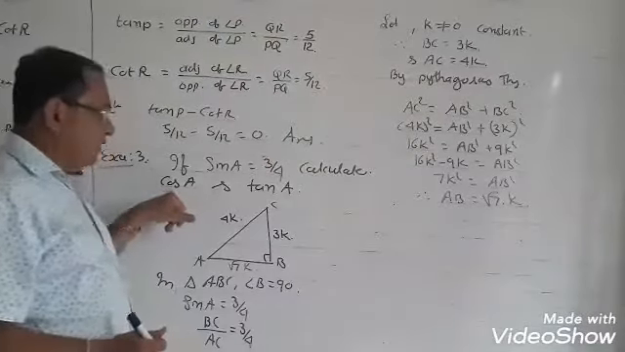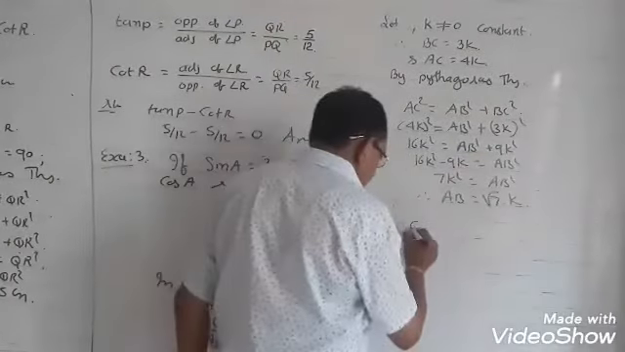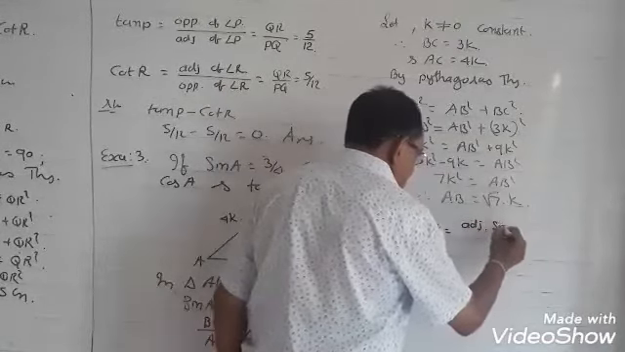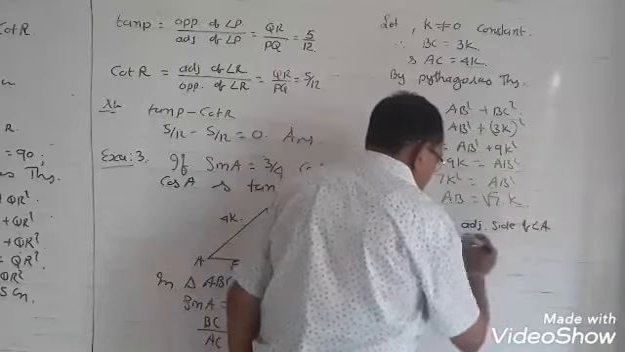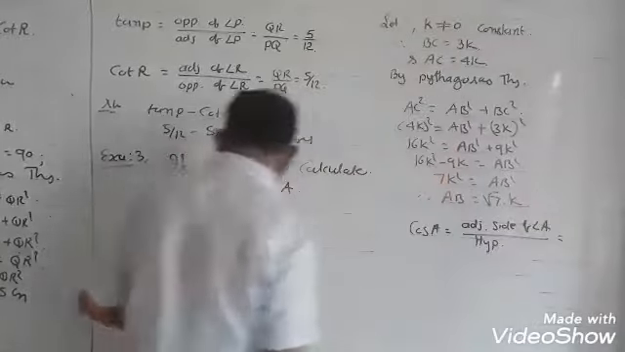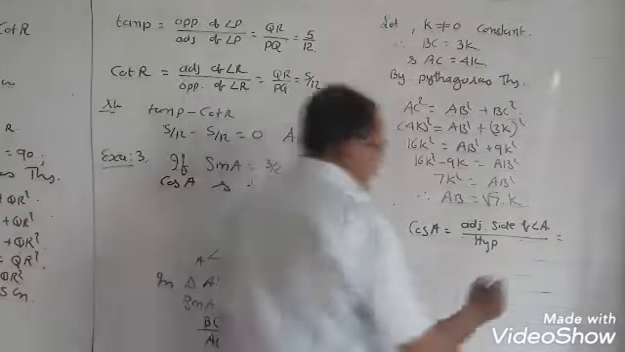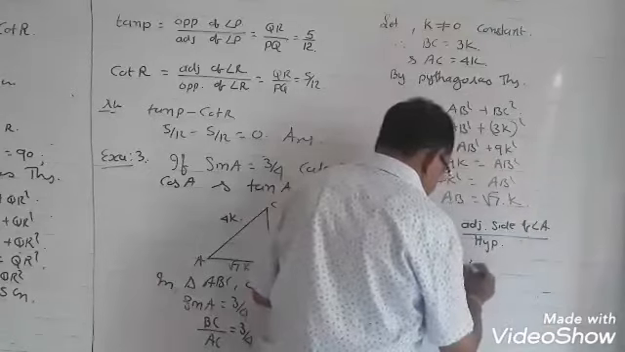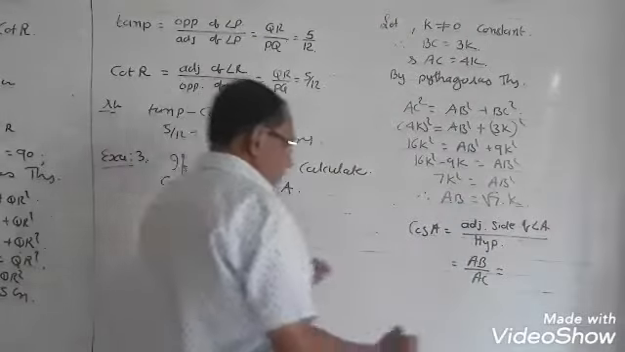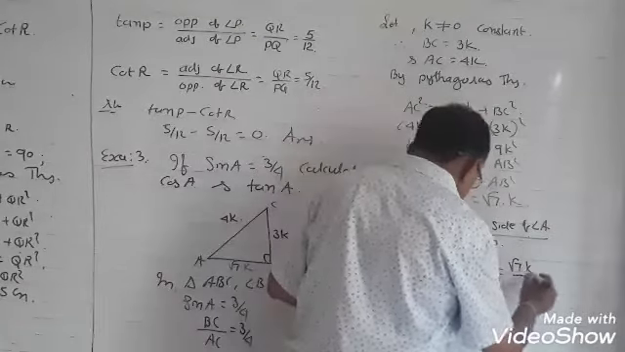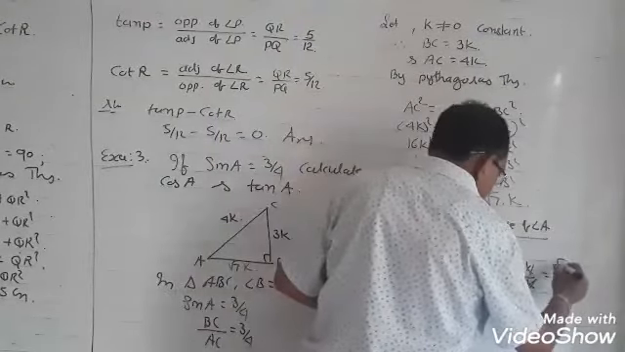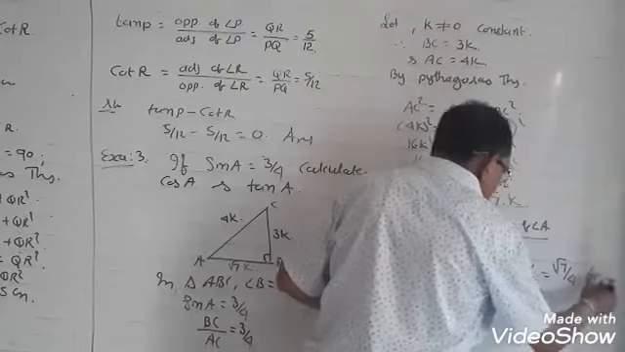You want to find cos A. Cos A is equal to adjacent side of A upon hypotenuse. Adjacent side of A is AB, so it is AB upon AC. AB is equal to how much? Root 7K. AC is equal to how much? 4K. Root 7 upon 4 is your answer.